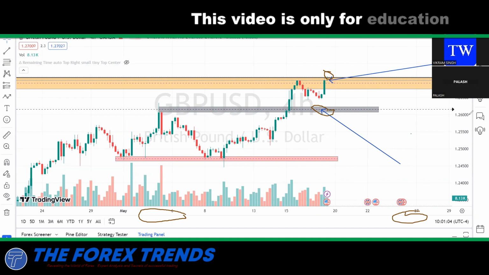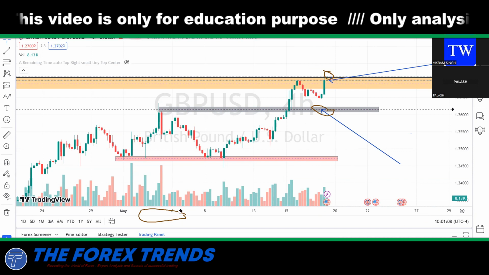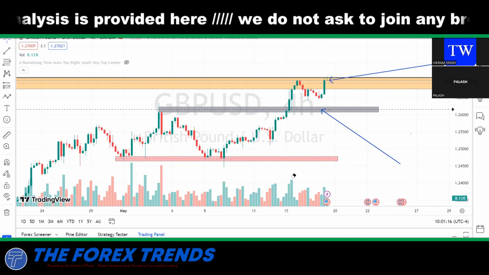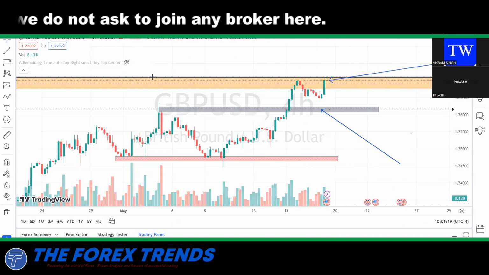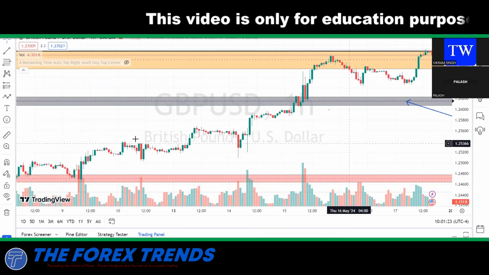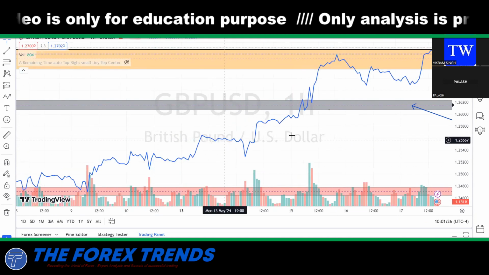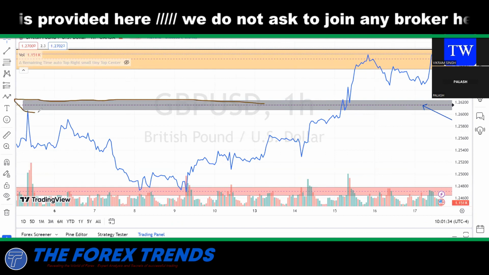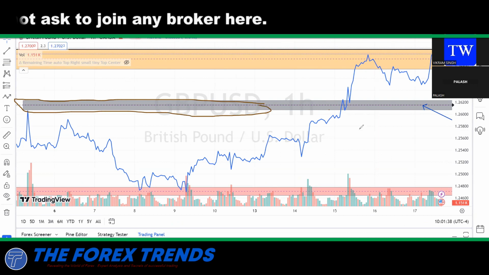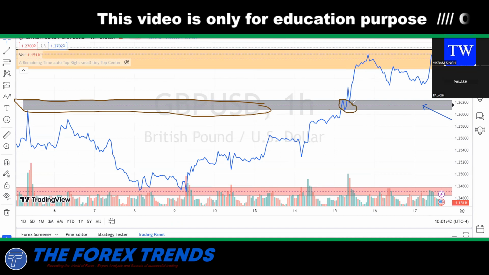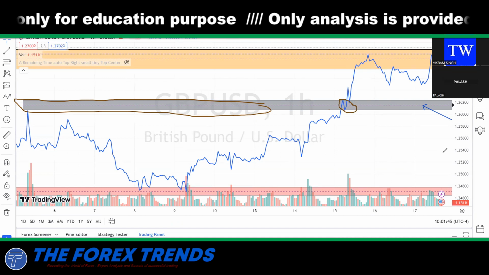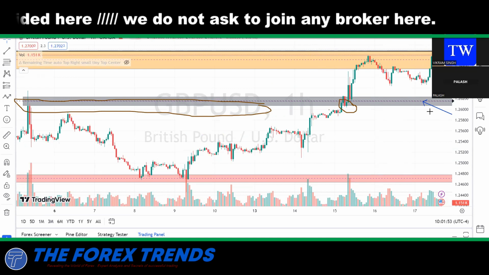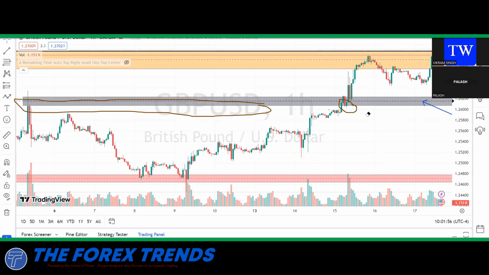Let me clear this. Okay, if we check the 1 hour time frame, look, this is the level where the market created resistance. This was a good resistance for the market, and it broke out. During the breakout, it created a flag limit. For that reason, this level will work for us and give us some pips.